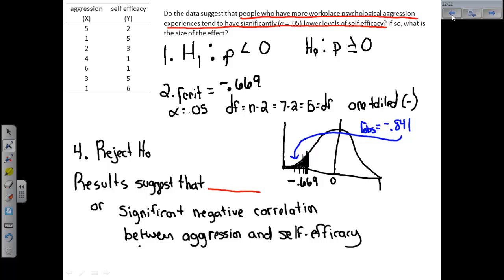And what's the effect size of this? Well, we found R to be negative 0.841, so we just square that. And negative 0.841 squared is 0.707. And this is a large effect. And just based on this study, we could say that 70.7% of all the differences in self-efficacy are related to the relationship between aggression and self-efficacy.